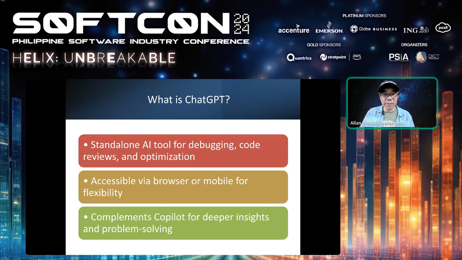ChatGPT is an AI-powered conversational tool developed by OpenAI, and it can assist you by answering coding questions, reviewing your code, suggesting improvements. And one of the key advantages of ChatGPT is its flexibility. You can use it as a standalone tool in a browser or even on your mobile, making it easy to switch between coding and consulting ChatGPT without leaving your development environment.